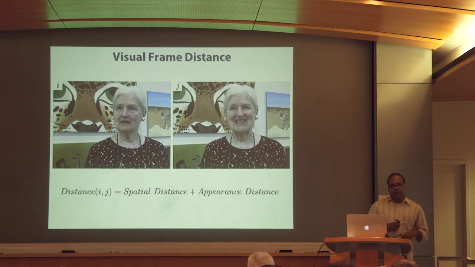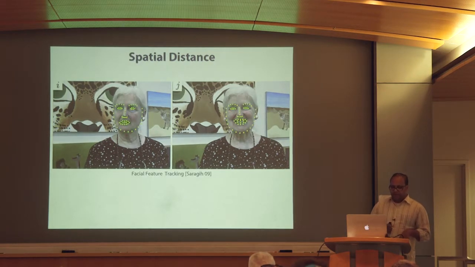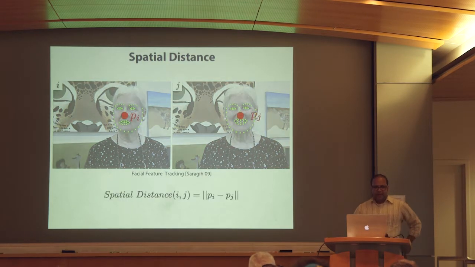For the visual score, we first compute a visual distance between the frames, and this distance includes a spatial component as well as an appearance component. So for the spatial component, we first run Saragi's face tracker to obtain facial landmark points on each frame. And these mark the eyes, the nose, the mouth, and the face contour. And then we set the spatial distance to the distance between the centroids of these landmark points. So it's kind of just a coarse spatial representation of where the faces are in the frame.